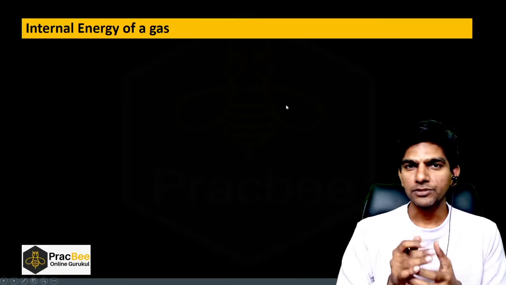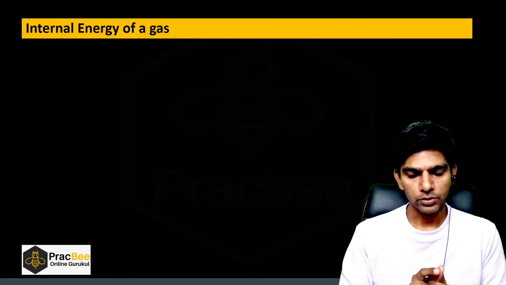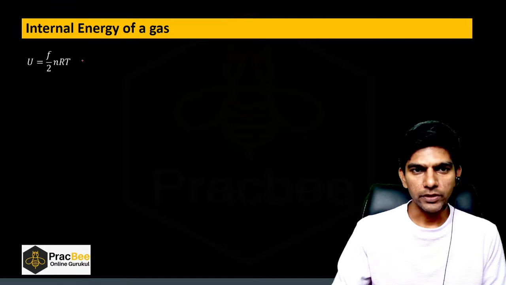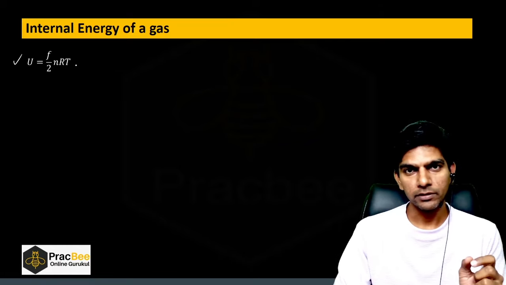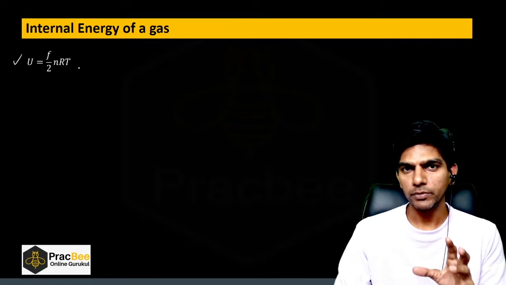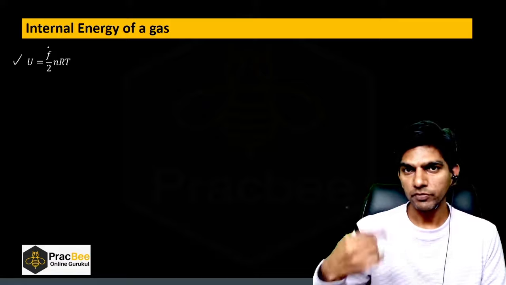So the next topic is internal energy of a gas, and internal energy we have already studied in kinetic theory of gases. Now this is the formula that we have to remember, F by 2 nRT. So this is the internal energy at a particular temperature, and we should always remember it depends upon the temperature and the type of gas, where F is the degree of freedom, which depends upon the gas.